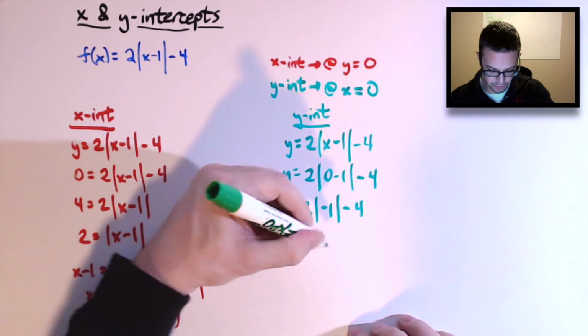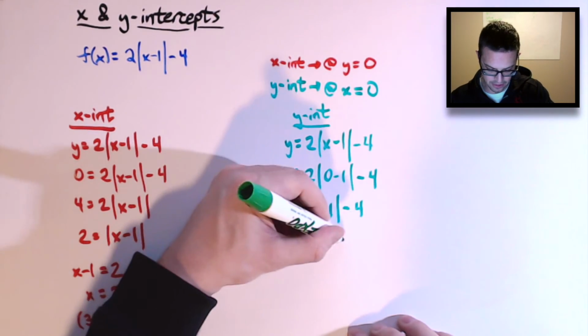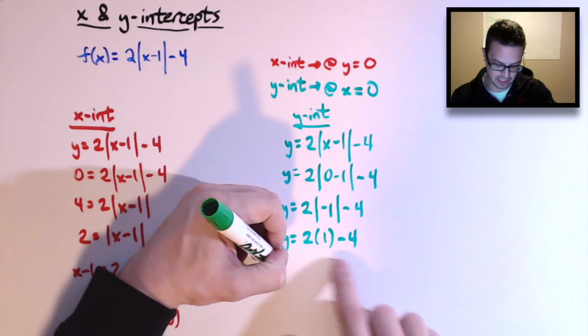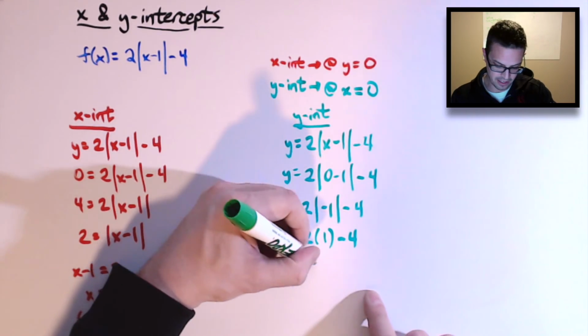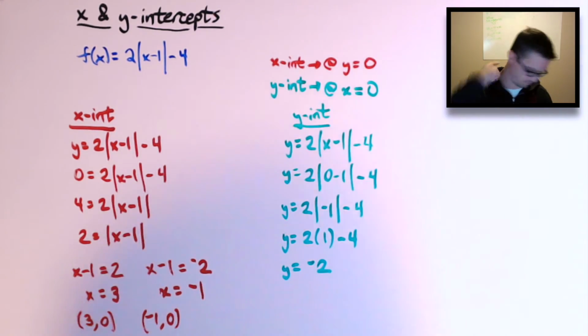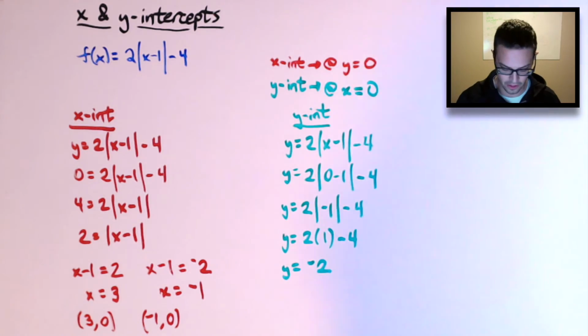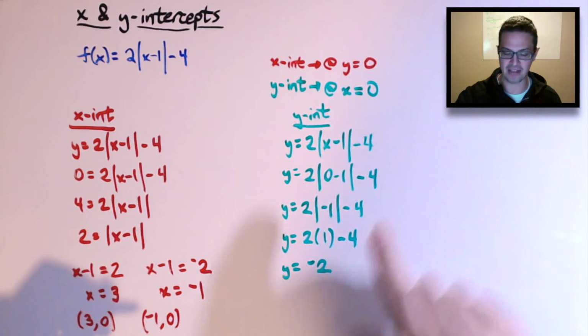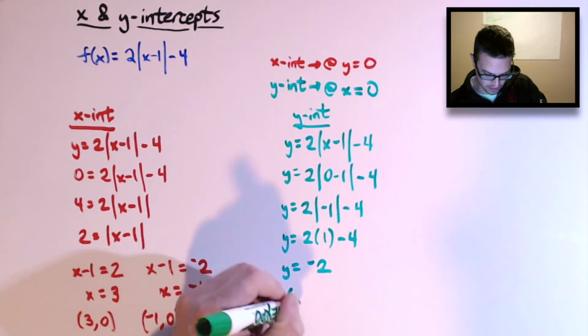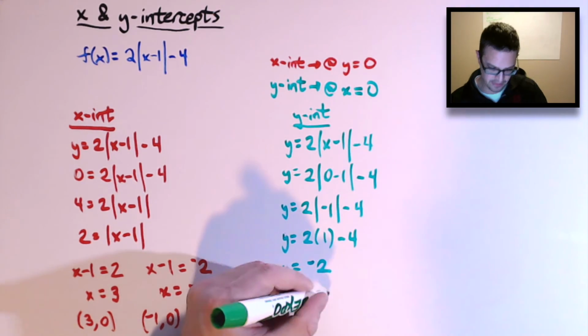So you'll have 2 times 1 minus 4. So you'll have 2 minus 4. 2 minus 4 is equal to -2. Now to make this a coordinate, we know that x is going to be equal to 0, so it'll be (0, -2), and then you have the y-intercept.